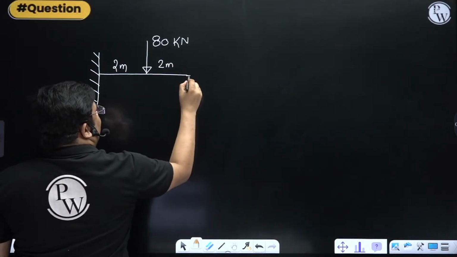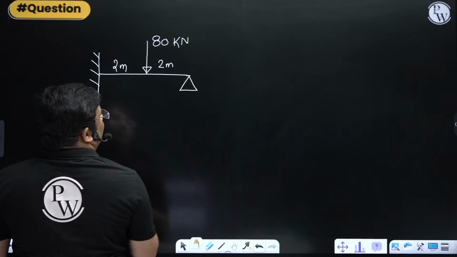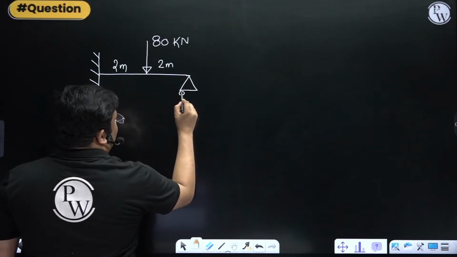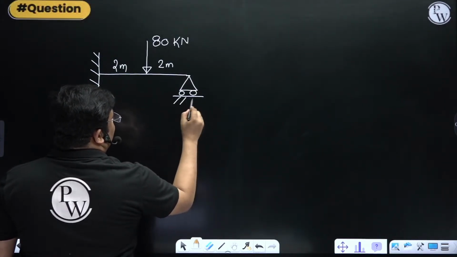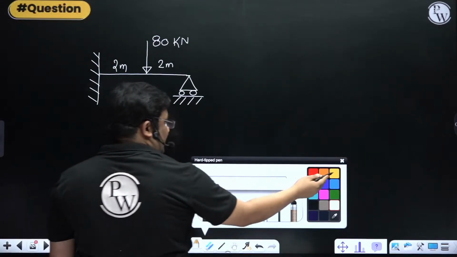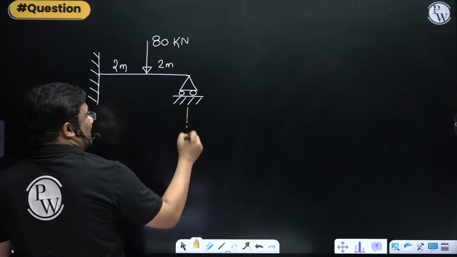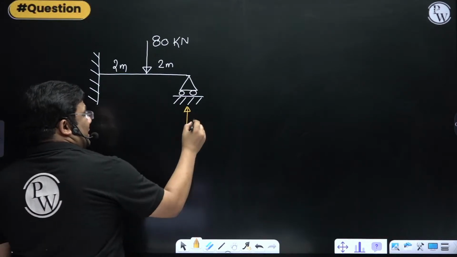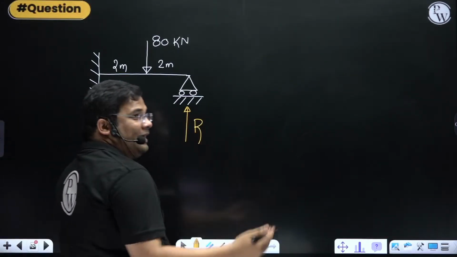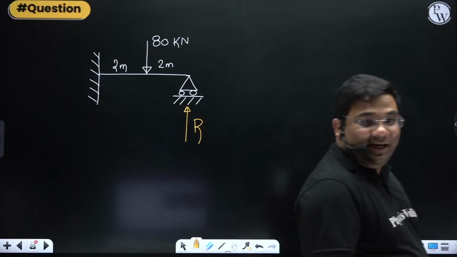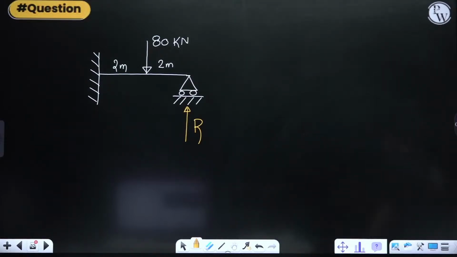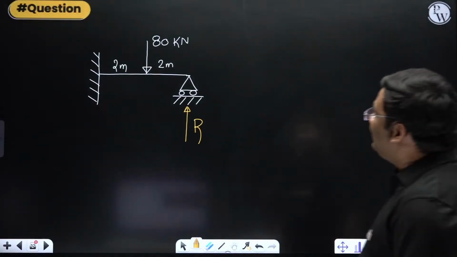But here we have a propped end. So if you have a propped end here, they can ask you to find out the reaction here. Now I cannot use this 3WL by 8 here, because that is for a UDL, right? So what I will do here, very easy.